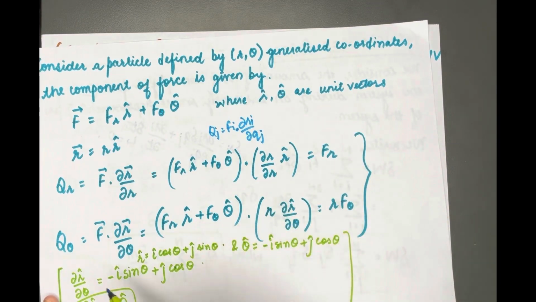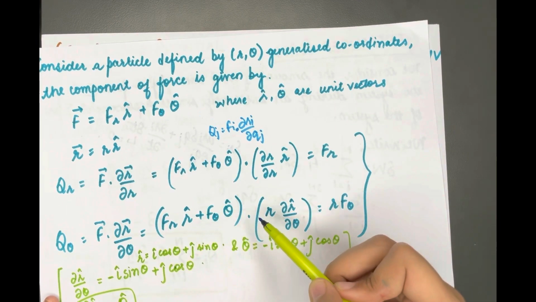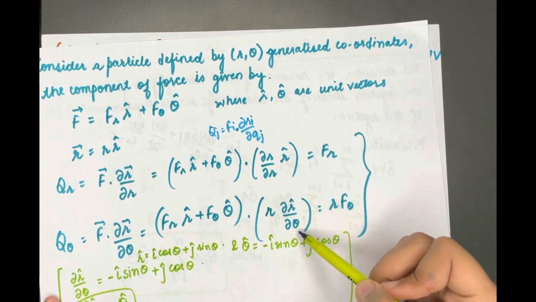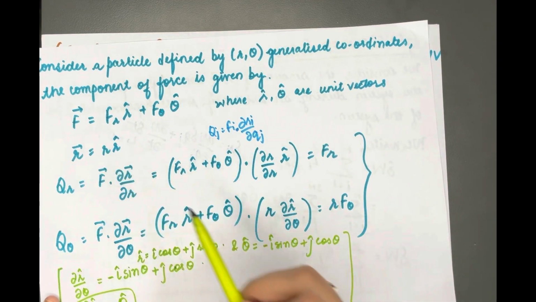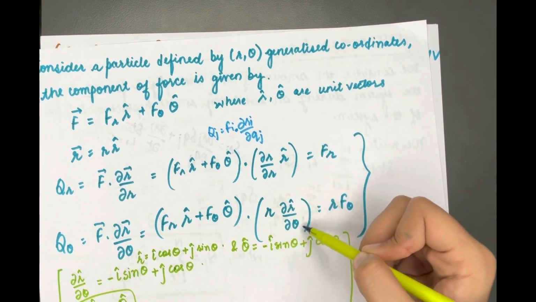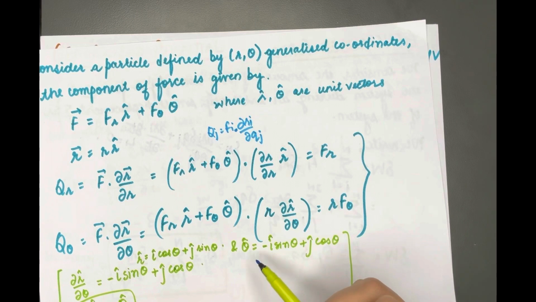Now when we take Qθ, it is F dot ∂R/∂θ. We will write F in component form, (Fr r cap plus Fθ θ cap) dot r ∂r cap/∂θ. We have used this expression again here. Now what is ∂r cap/∂θ? Let's see it here. We know that r cap is equal to i cos θ plus j sin θ, and θ cap is minus i sin θ plus j cos θ.